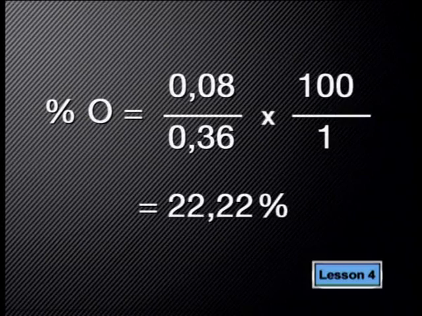Can you calculate the percentage of oxygen in this compound? That's right, the percentage of oxygen is 22.22%. Remember right at the beginning of the lesson, I told you that finding the percentage composition and the empirical formula is a useful way of comparing the amount of a particular substance in two different compounds. Well, we can now use the answers of our calculations to compare the two oxides of iron.